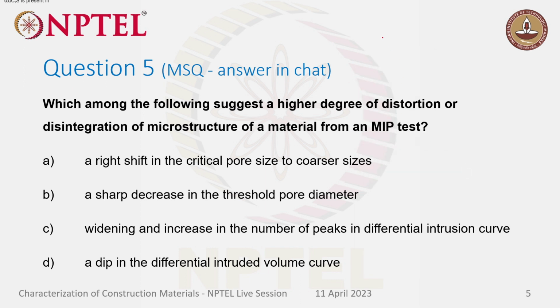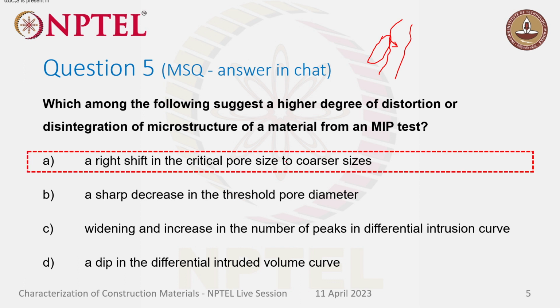I think the way I explain is a bit complex. So if there is fresh water going here and if there is a concrete, obviously some of the elements which are susceptible to easy chemical attack will go off, right? So in that case, the pore size will shift to a coarser size. So the correct answer can be option A. Yeah, it will be option A.